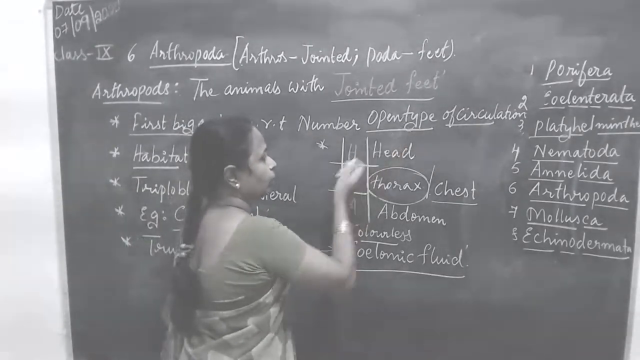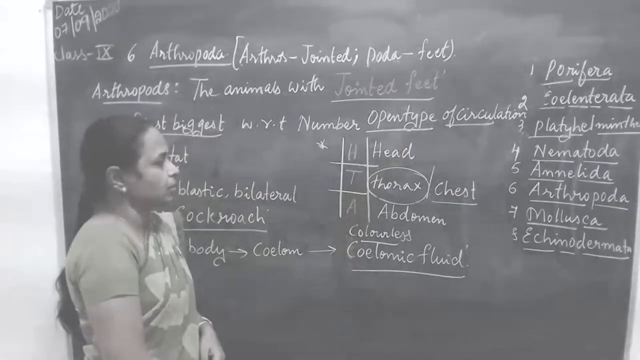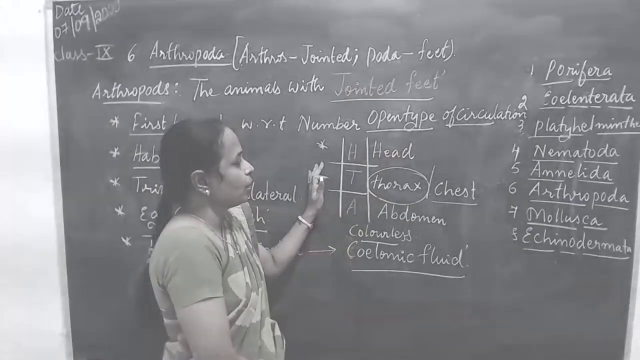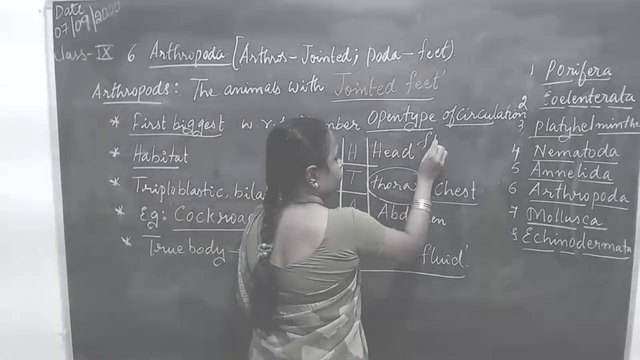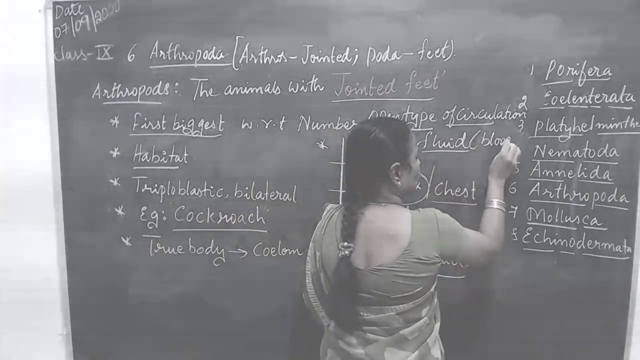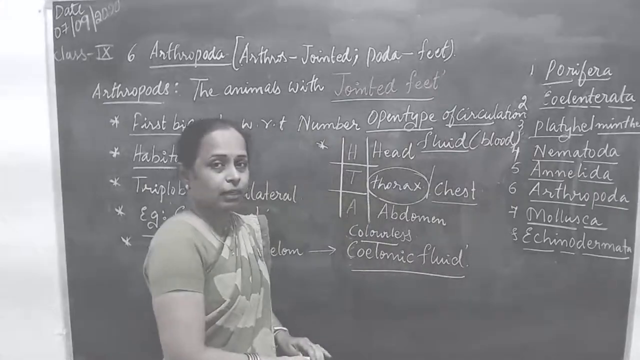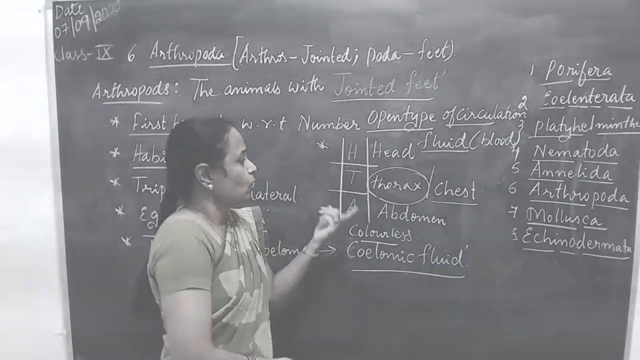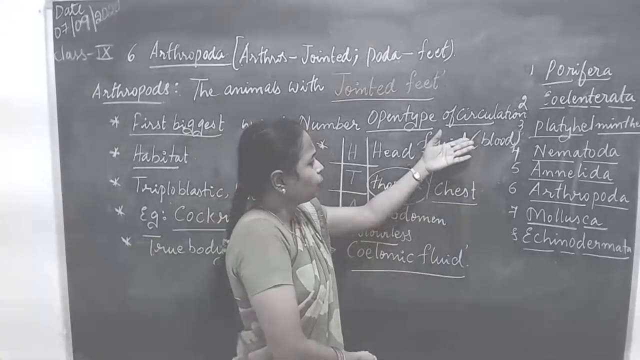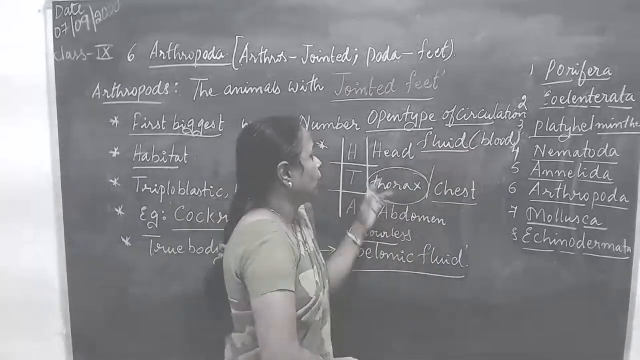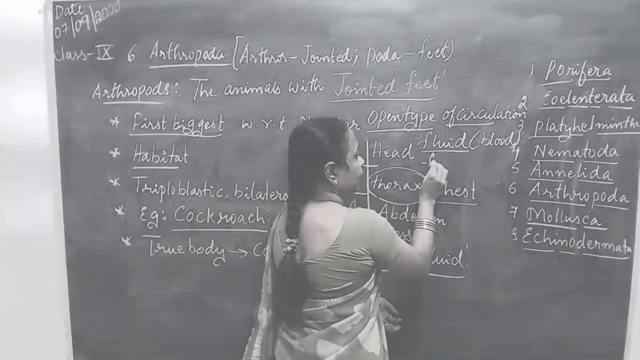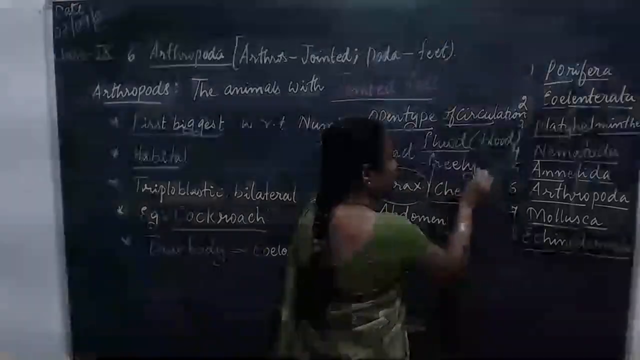With respect to this, we are going to define the open type of circulation. Open type of circulation is a type of circulation in which this fluid is called blood. But it is not real blood like our blood. When you are telling, you can just say coelomic fluid. If you mention the word blood also, there is no problem. So it is the type of circulation in which the blood flows freely into the body cavity.